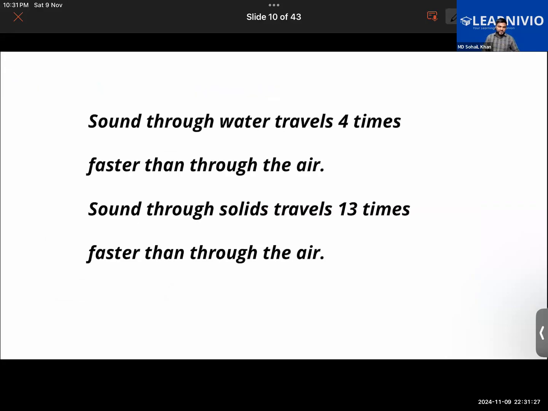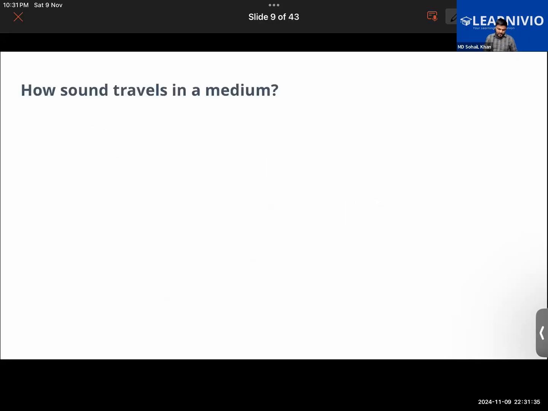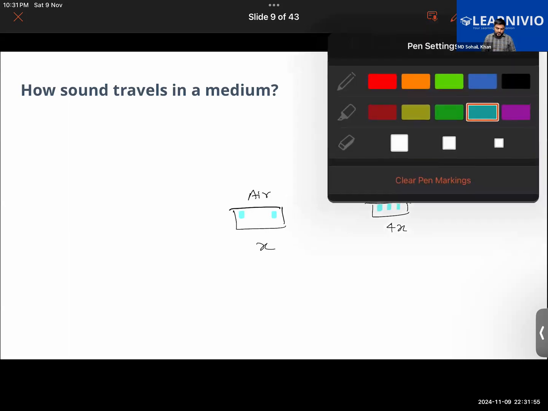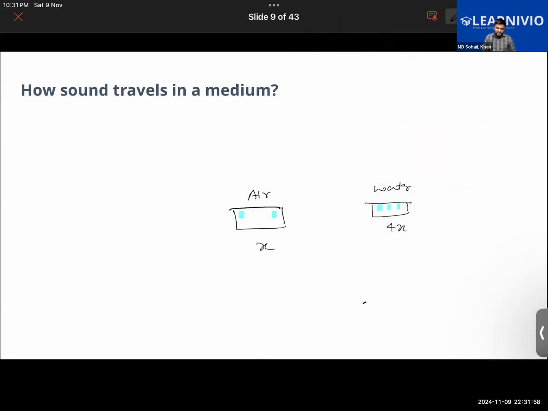Sound through water will travel 4 times faster than through air. If the speed of sound in air is x, then in water it will be 4x. What could be the reason? The simple and obvious reason is that the particles of air are farther away while the particles of water are closer. So energy will be quickly transmitted to the nearby particles. Hence, the speed of sound is more in water as compared to air.